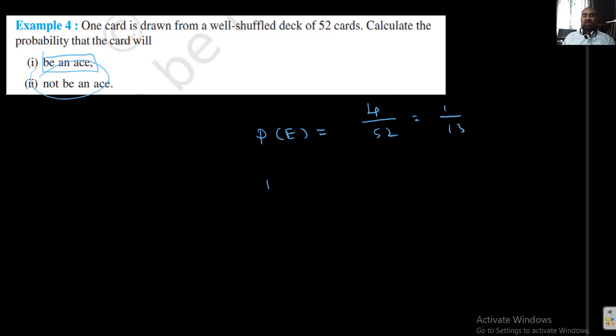Not an ace. It is a complementary event only. Directly I can write the answer for that. Not an ace means 1 minus P of E, that is equal to 1 minus 1 by 13, that is equal to 12 by 13. Non-ace.